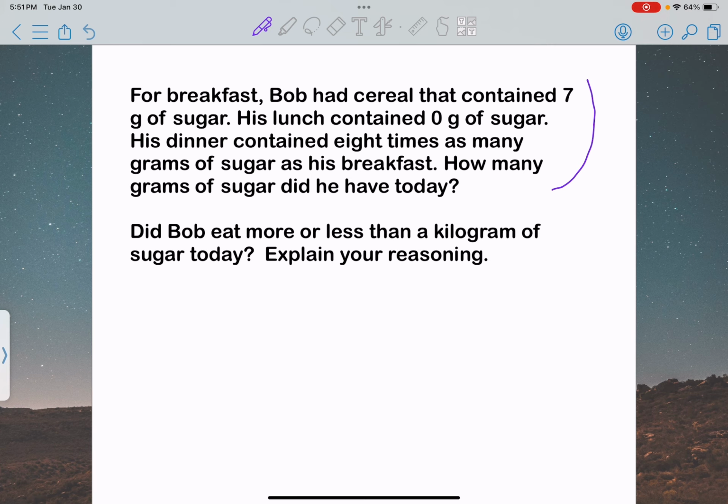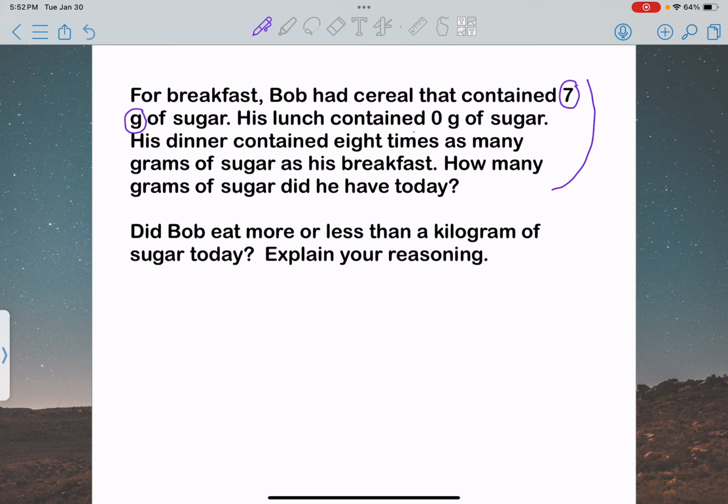So step 2 is you need to circle any important quantities or numbers and any important math words that we need to pay attention to. So I'm just going to skim over it again. For breakfast, Bob had cereal that contained 7. There's a number that I need. And then I also need to circle grams because 7 kilograms would be different from 7 grams. It's important to keep the grams with it.